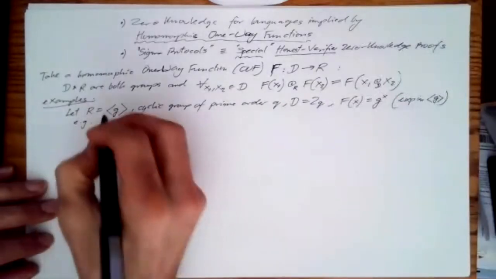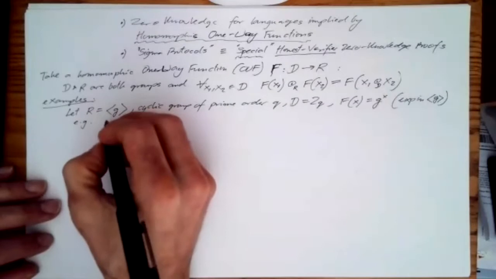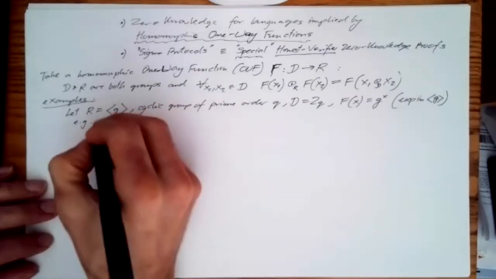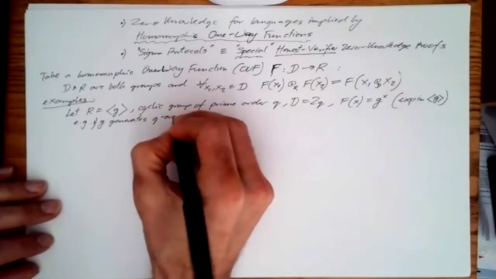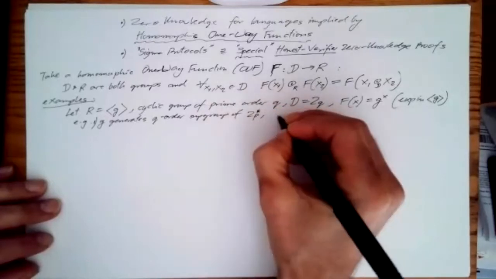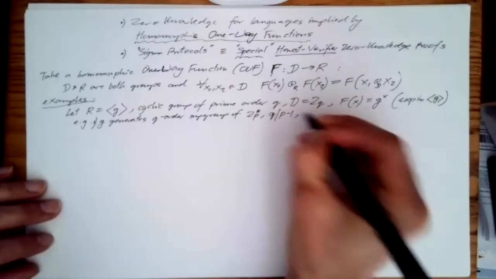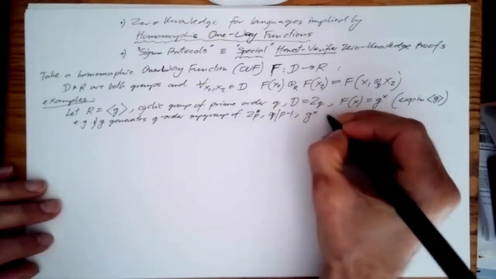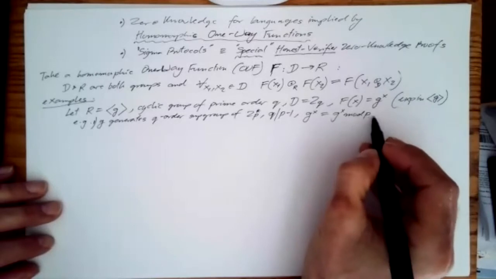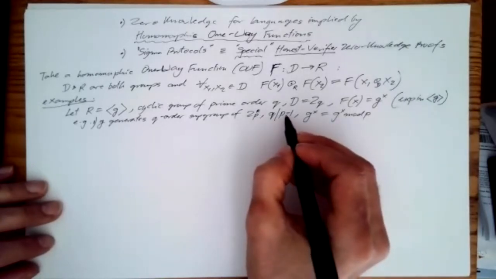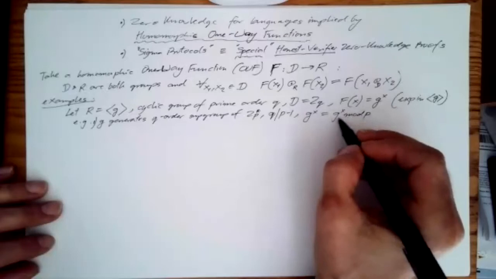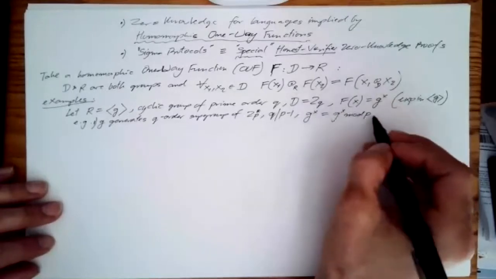So there are two basic instantiations of this. First example: G generates a Q-order subgroup of Z_P star, where Q divides P minus 1, and G to the X really stands for G to the X mod P. So P is a prime, Q is a divisor of P minus 1, G is an element of order Q, and the exponentiation operation is a modular exponentiation mod P.